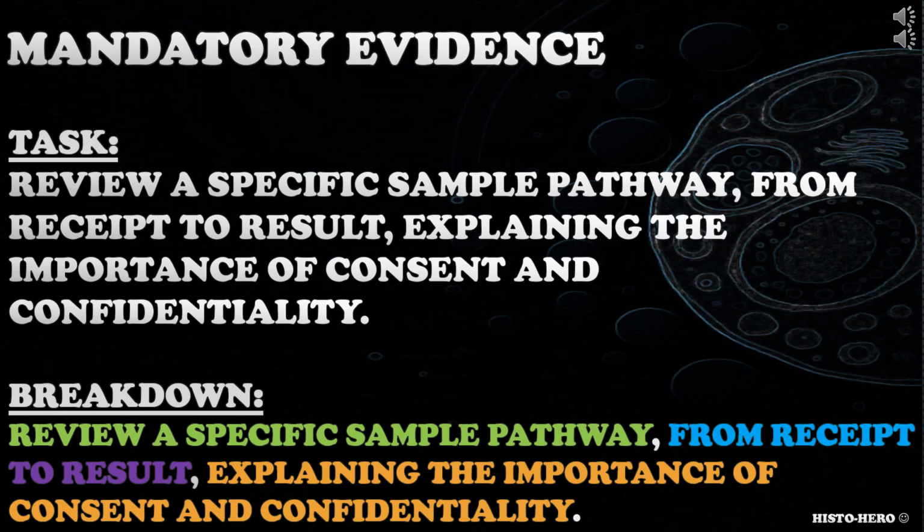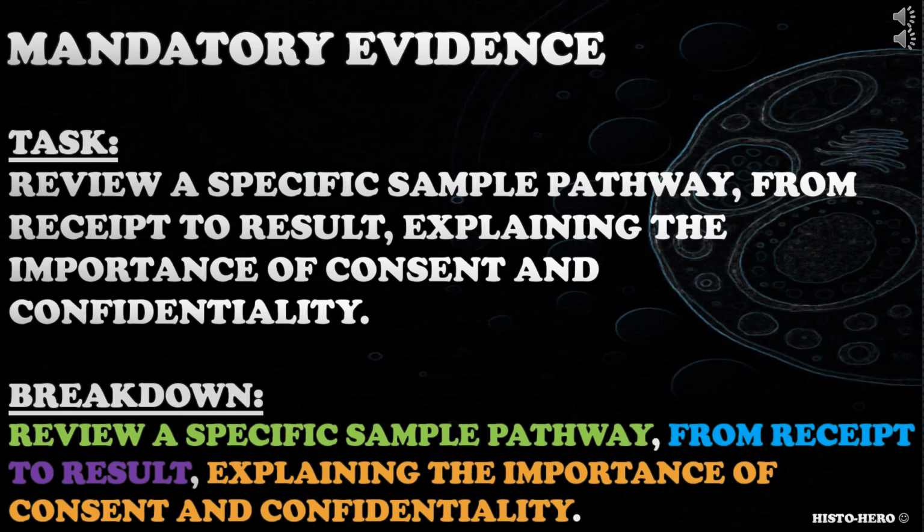This is the mandatory piece of evidence. And the task is, review a specific sample pathway, from receipt to result, explaining the importance of consent and confidentiality. Let's break this down. The first part is asking the candidate to review a specific sample pathway. What this means is that the candidate chooses an appropriate sample, and they follow its path through the lab.